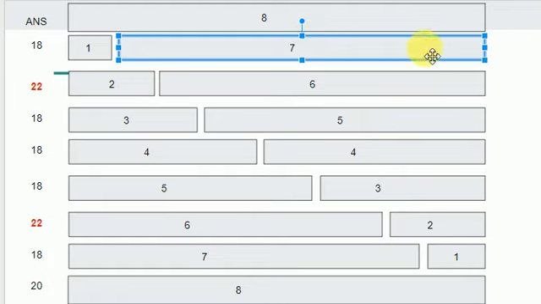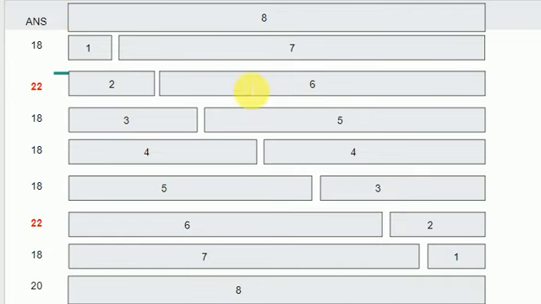This will have many states and many recursion depths, but let's not bother about that. So this particular state 1 comma 7 will give you one answer. That answer you are comparing with minus infinity, and out of minus infinity and 18, which is greater? 18 is greater, so you are storing that 18 in the answer.